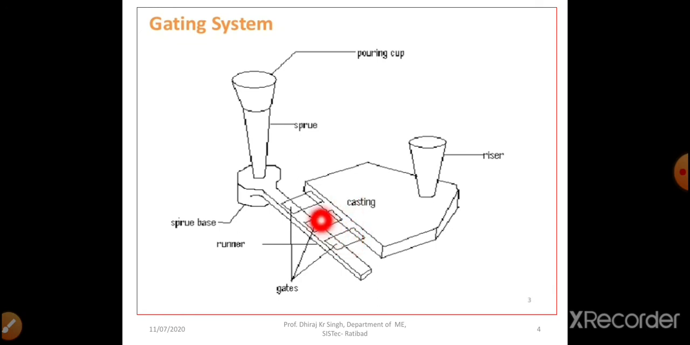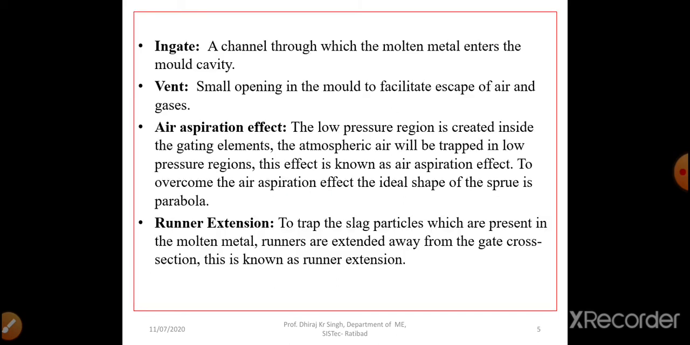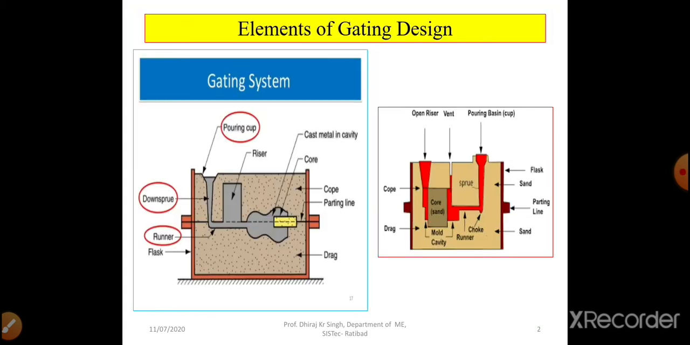These sections are known as ingates, through which our molten metal will go into the mold cavity. What are vents? A vent is a small opening in the mold to facilitate escape of air and gases, so that air can get out. We can see it in this figure. Look here, this is the vent. This kind of very minute hole is given so that air will go out from the mold box.